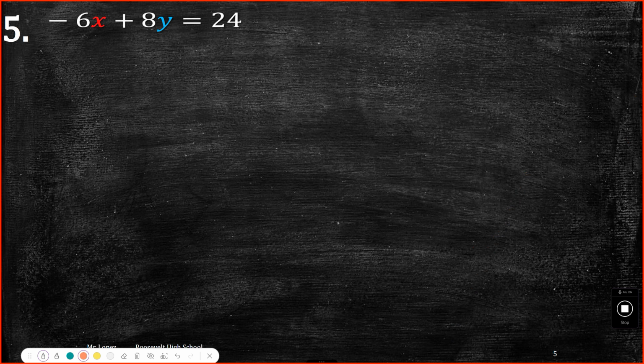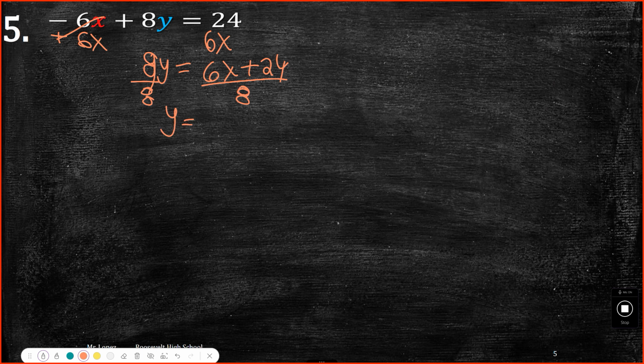Next, let's get the y by itself. Step 1, add 6x. Cancel out. 8y is going to equal 6x plus 24. Again, put them next to each other. Divide by 8 on both sides to get the y by itself.